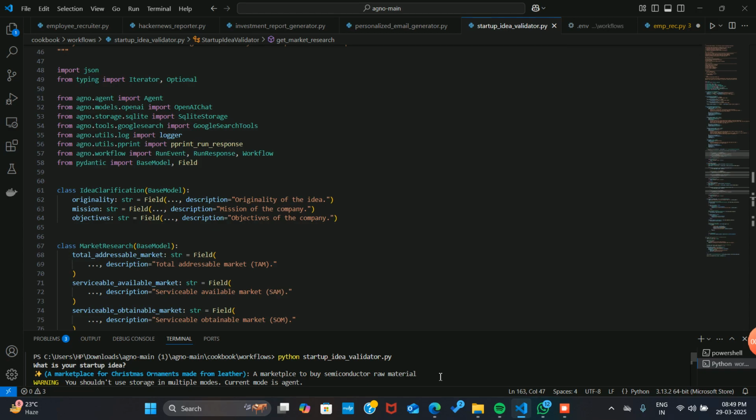So how? By clarifying and refining the core business concept, then evaluating originality compared to existing solutions, then defining a clear mission and objectives, and conducting comprehensive market research and analysis. This is good, but why is it helpful? You get objective feedback on your startup idea before investing resources, and that could be anything: your money, your time, all of that.